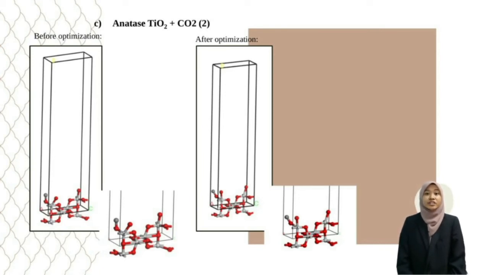All figures show the geometrically optimized structure of pure anatase TiO2, anatase TiO2 plus CO2, and anatase TiO2 plus CO2 molecules. Geometry optimization was conducted to predict the three-dimensional arrangement of atoms in a molecule to find the stable conformation energy in terms of bond angles and bond lengths for the three mentioned above.